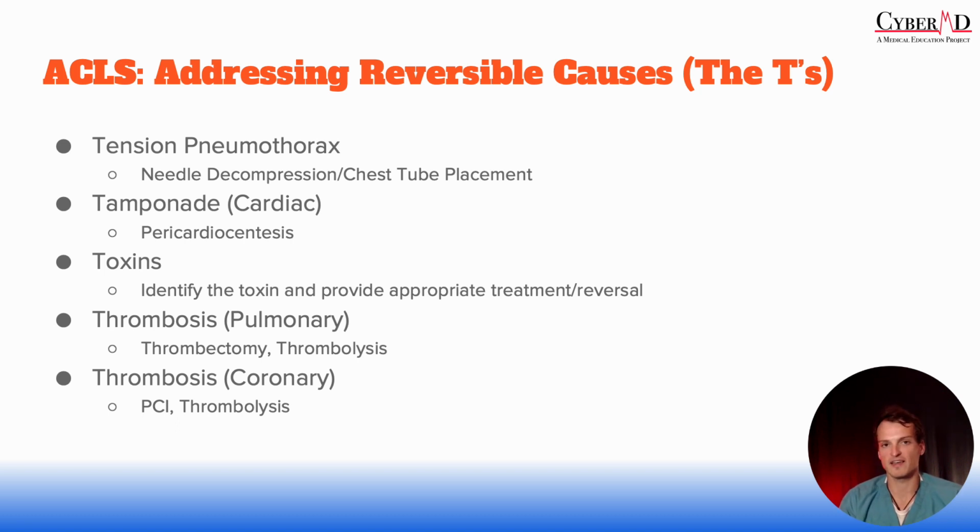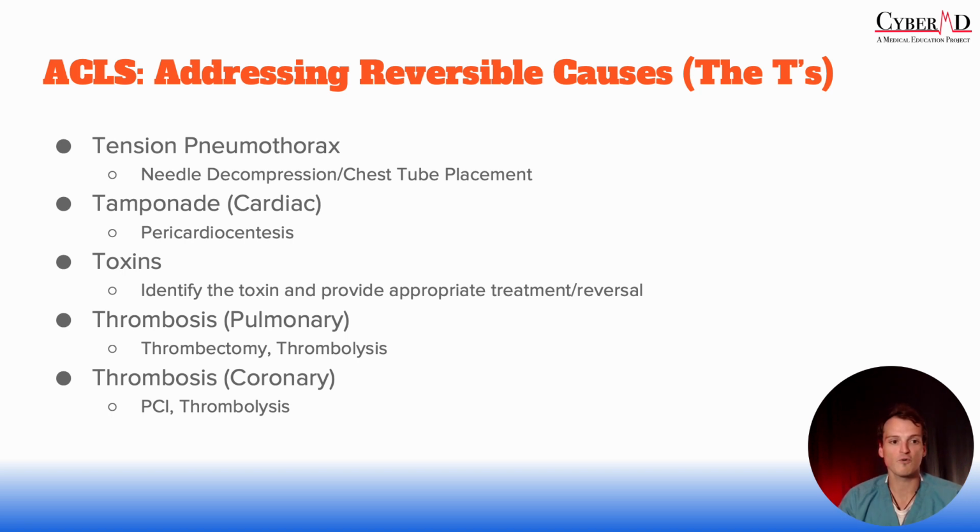Number 3 is going to be toxins. So any kind of ingestion or overdose, you're going to want to identify that toxidrome and then reverse it. For opioid overdose, maybe you're using naloxone or Narcan to reverse that. And so for some toxins, remember that you're just going to be giving the patient supportive care. That's all we have for some toxins.